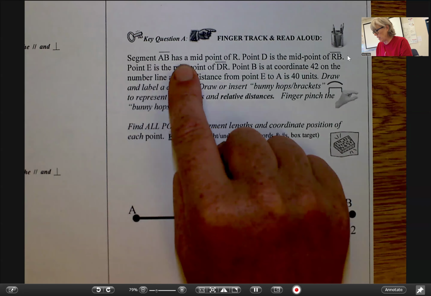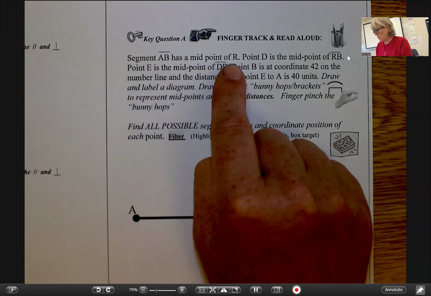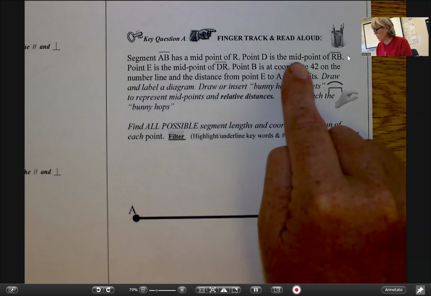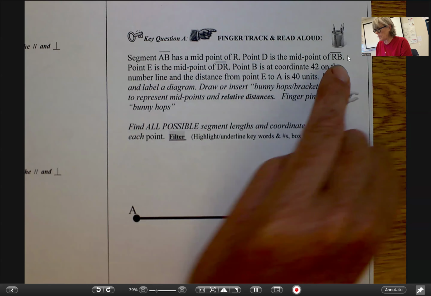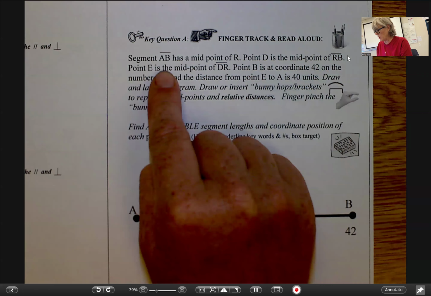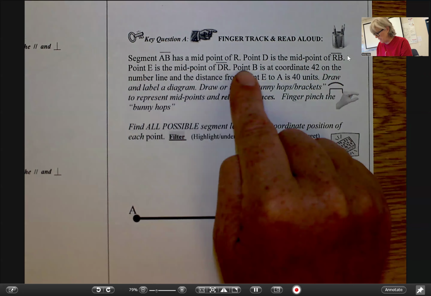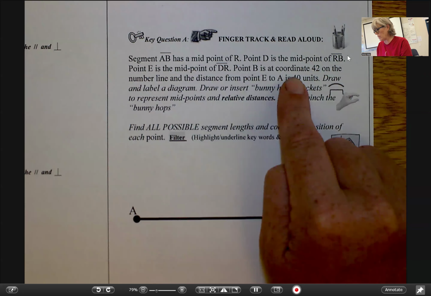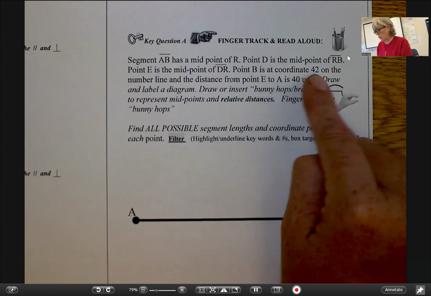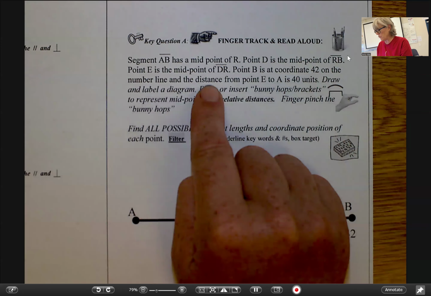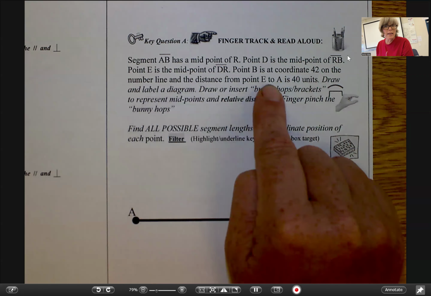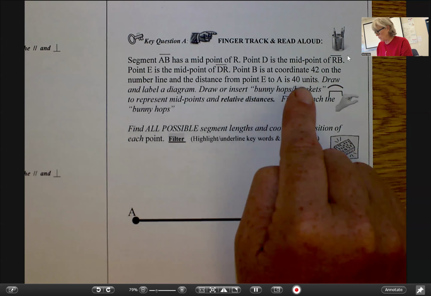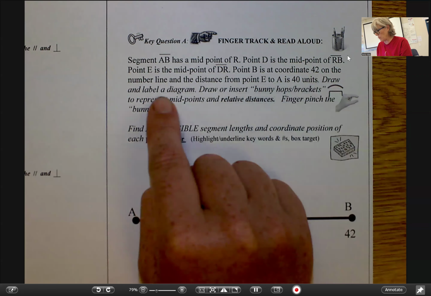Segment AB has a midpoint of R. Point D is a midpoint of RB. Point E is a midpoint of DR. Point B is at the coordinate 42 on the number line. And the distance from E to A is 40. Draw and label the diagram.